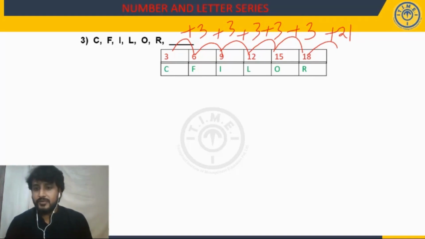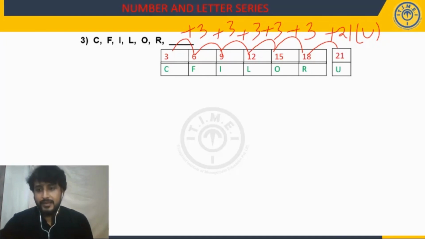Which letter's place value is 21? U. So U's place value is 21, and our required answer is U. You are clear? The answer is U, and the logic is plus 3, plus 3, plus 3, plus 3, plus 3.